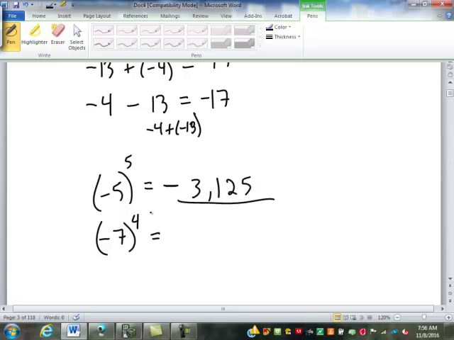Negative 7 to the power of 4. 2,401? Positive 2,401. Anybody's calculator tried to tell you negative, right? When you enter that in your calculator, you got to put the parentheses around it. Otherwise, your calculator does the power first, then puts the negative. That's an order of operations deal.